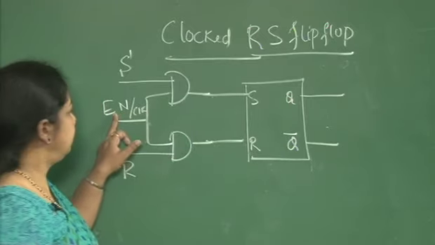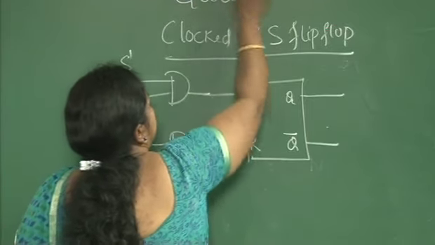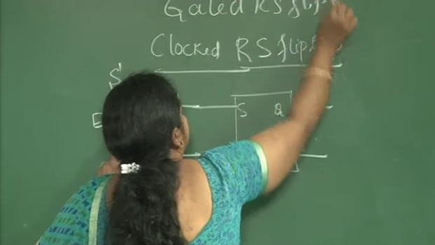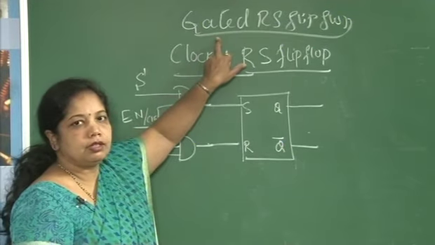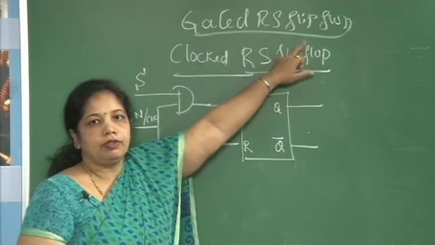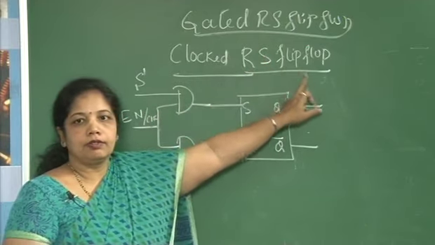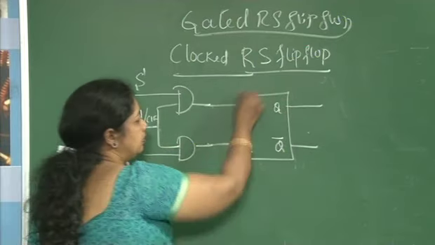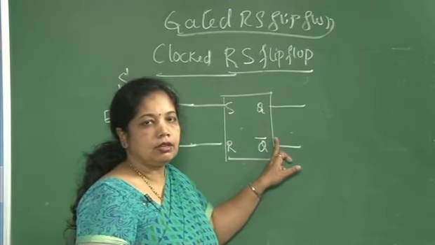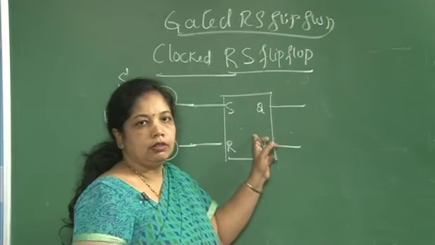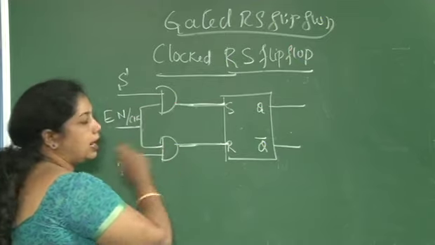If I am giving an enable signal, we call it a gated RS flip-flop. If I am giving clock as an additional input, we call it a clocked RS flip-flop. So this basic flip-flop remains the same. Either I can use NOR gates or I can use NAND gates to build this flip-flop. In addition to this, I am going to add a signal through AND gates.